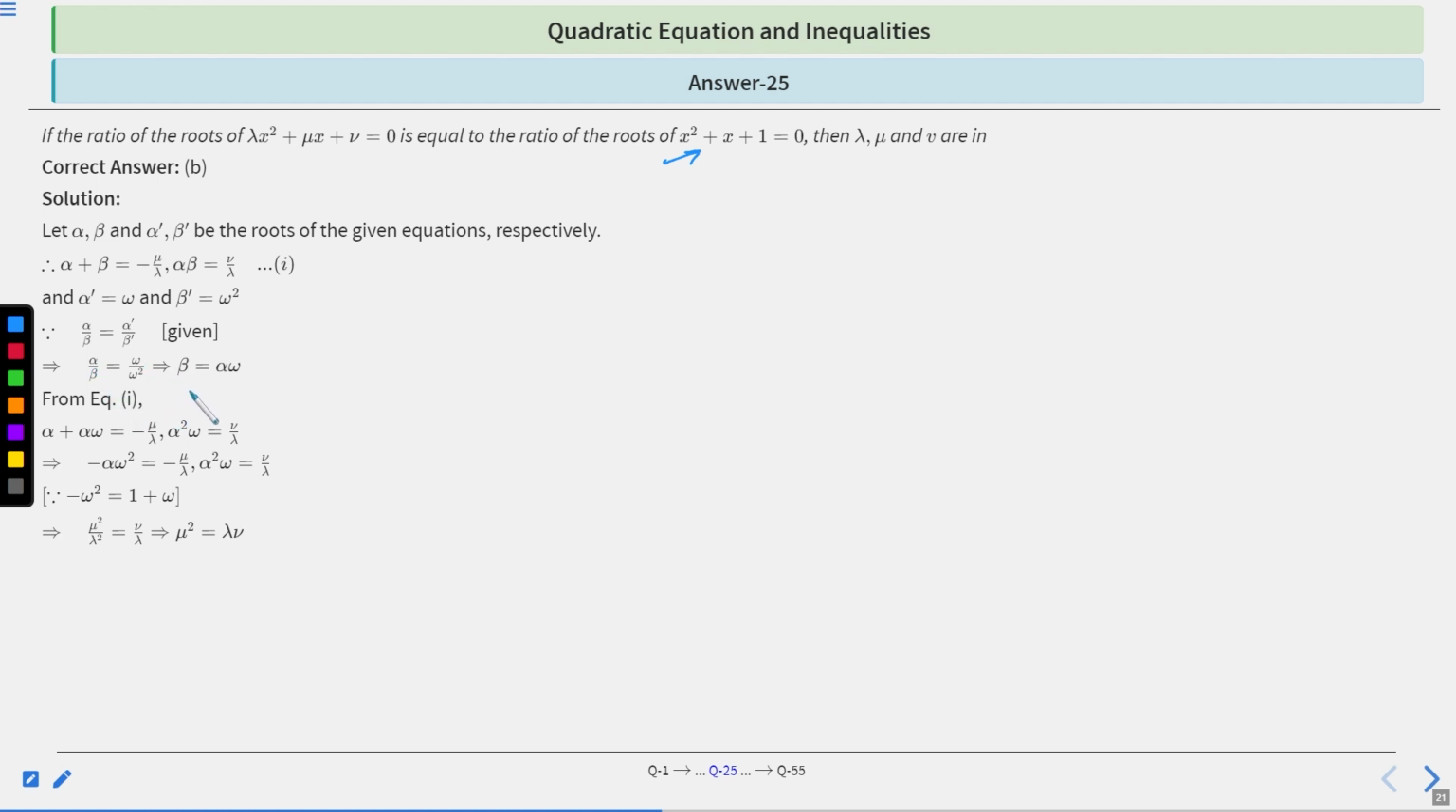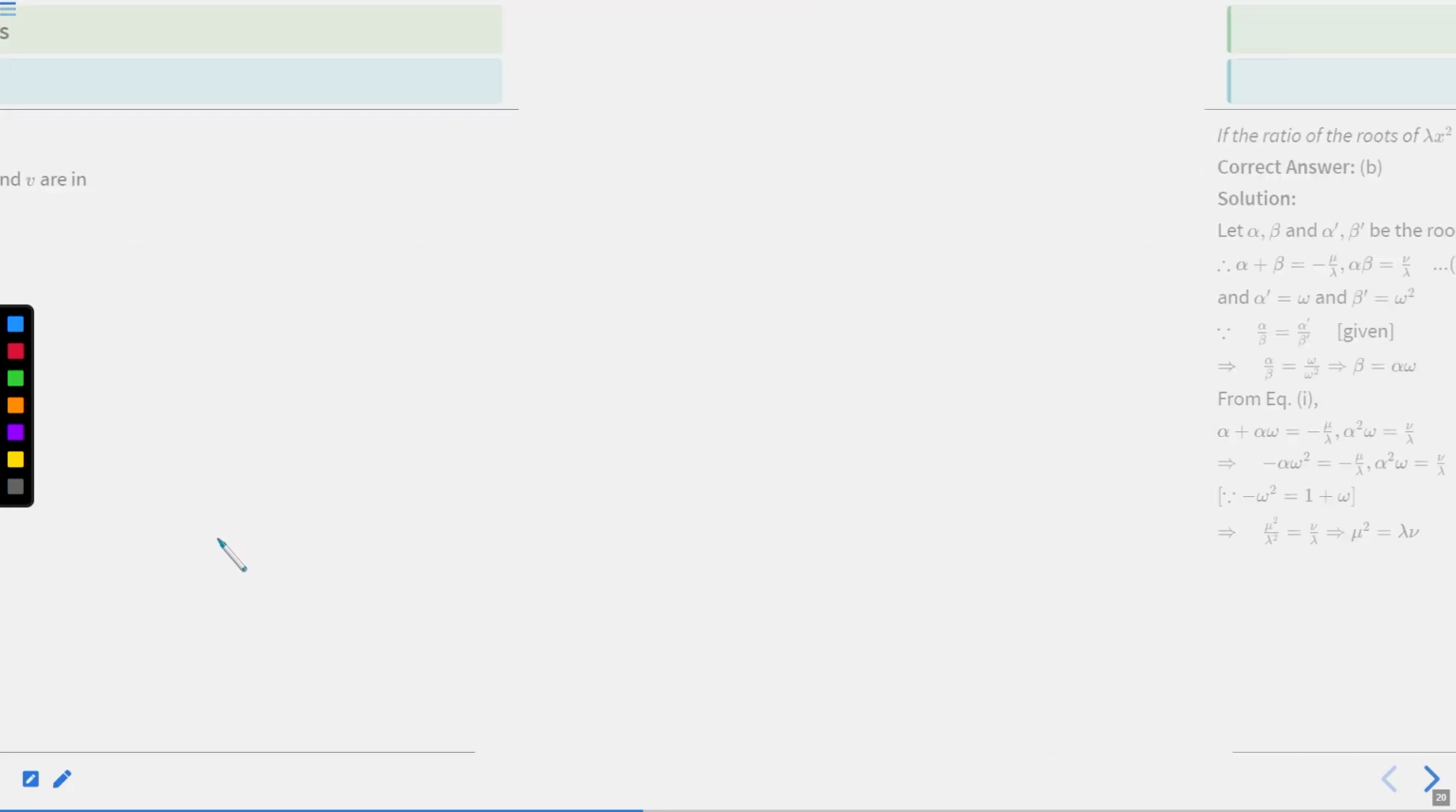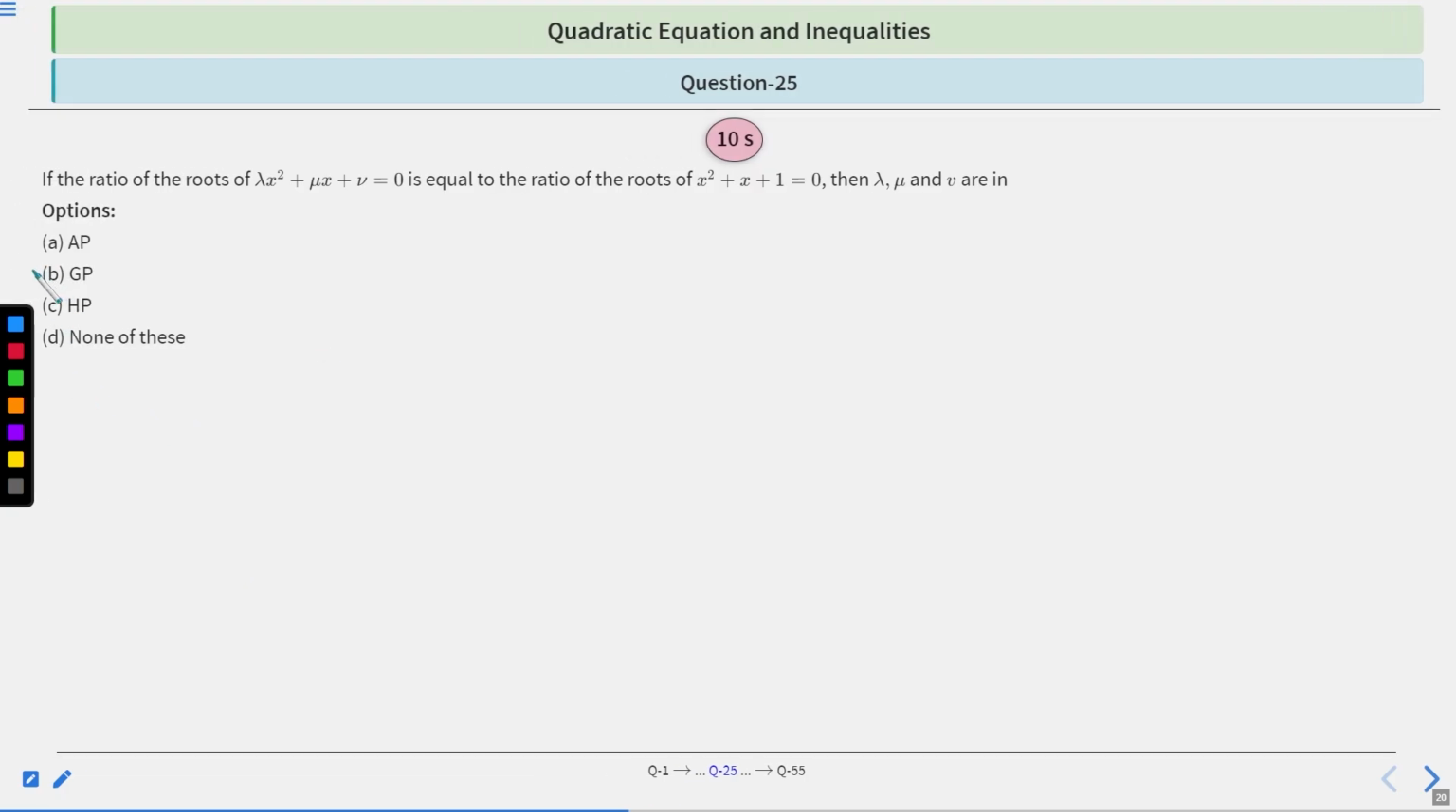So we can say that β is equal to αω, right? From equation 1, we can say that α + β, putting β as αω, so α + αω is equal to −μ/λ, and α²ω is equal to v/λ. Clear? By eliminating ω, since we know that −ω² is 1 + ω, we get μ²/λ² is equal to v/λ. So μ² is equal to λv. So λ, μ, v are in GP. Option B is the right choice.